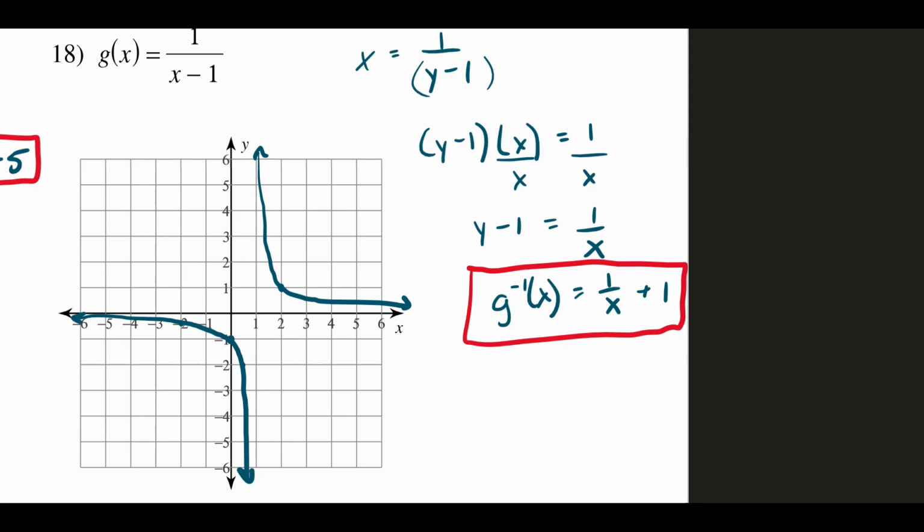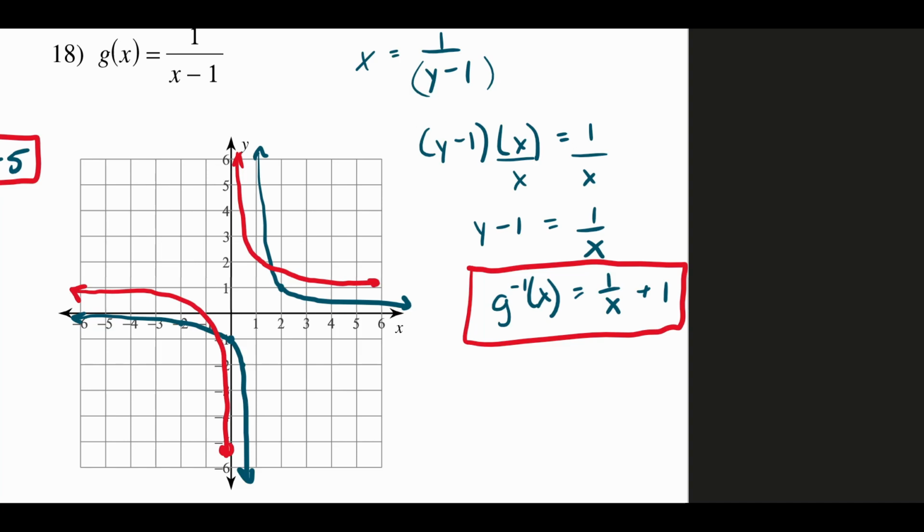Now graphing the inverse of this, my vertical asymptote is going to be when x is 0, and my horizontal asymptote is going to be that +1. So this function is going to look like so. The inverse of the function.